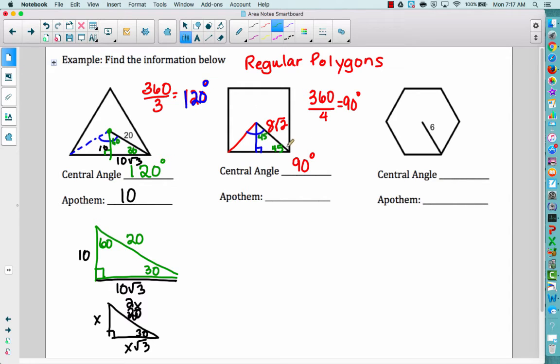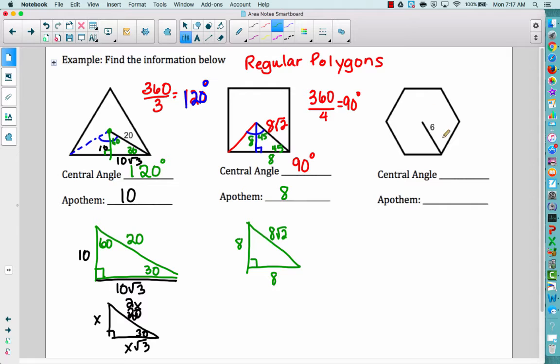It creates a 45, 45, 90 triangle, and you may recall that in a 45, 45, 90 triangle, if I have the hypotenuse of 8 root 2, I divide by root 2 to get the side length back, so each side would be 8 and 8. So that's 8 and that's 8.